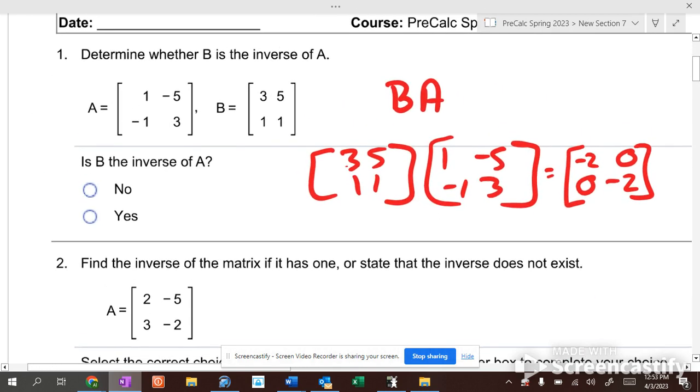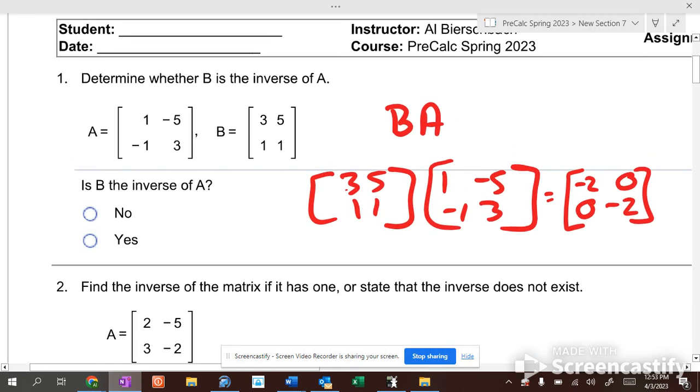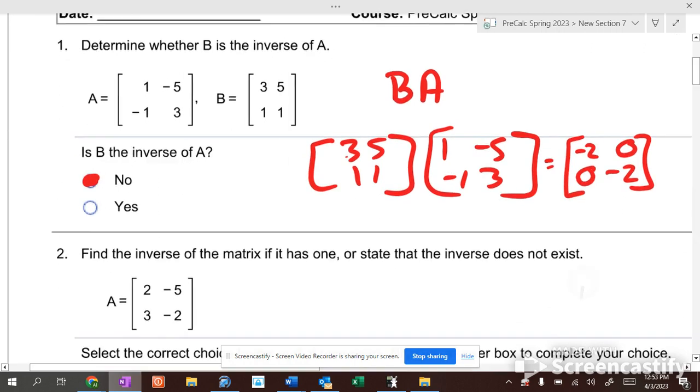That's what I was thinking. So, if it was 1, 0, 0, 1, then it'd be an inverse. But it's not. It's negative 2, 0, 0, negative 2. Okay?